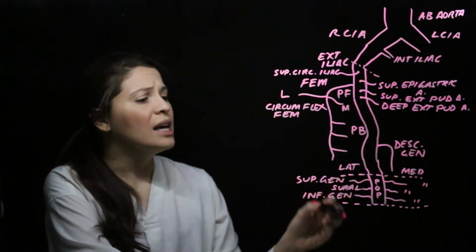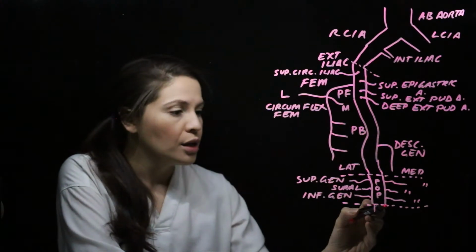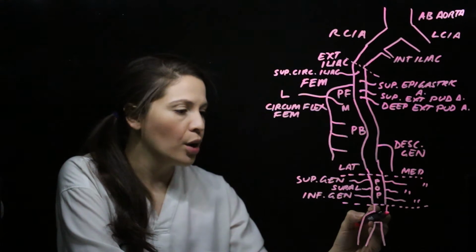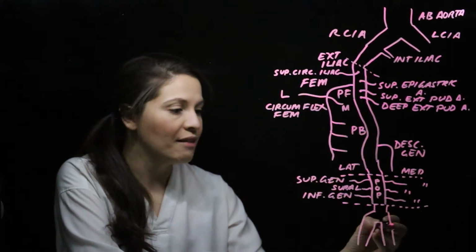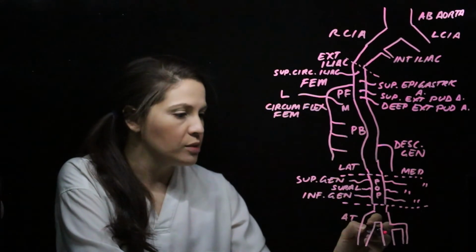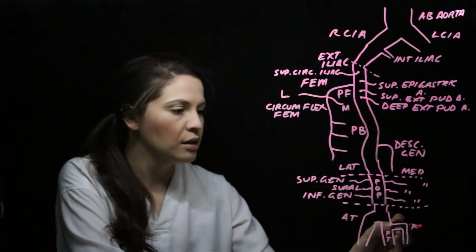So now as we pass the popliteal fossa, we enter into the leg. So we have the anterior tibial and the posterior tibial. And then coming off the posterior tibial, we have our fibula. So anterior tibial at A-tib, and this one here would be our posterior tibial, and this one here, fibula or peroneal.